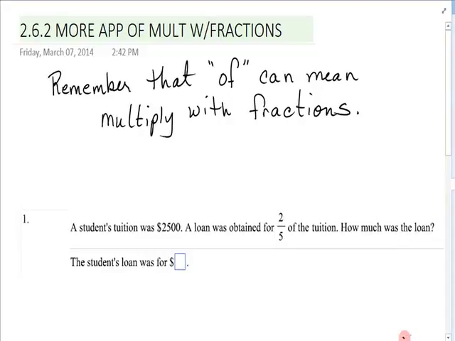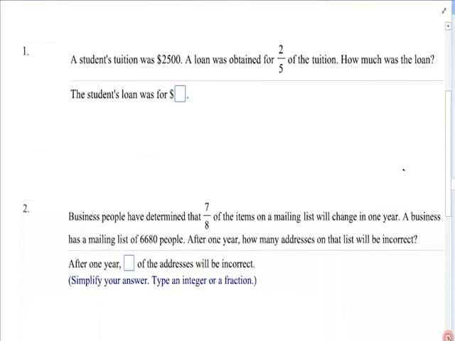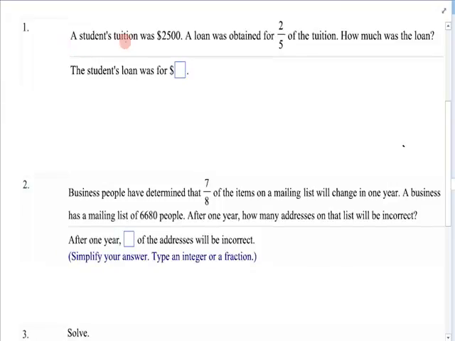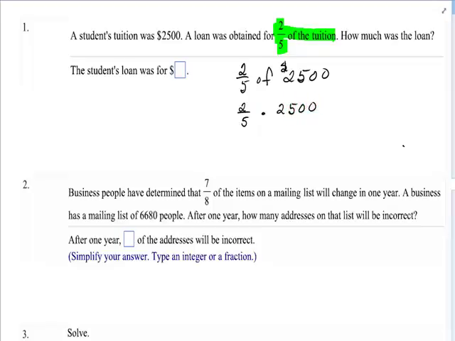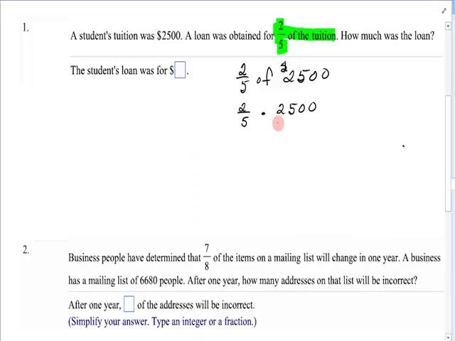So let's take a look at the first one. It says a student's tuition was $2,500. A loan was obtained for 2/5 of the tuition. How much was the loan? It is 2/5 of the tuition, which was $2,500. So this is going to be 2/5 times 2,500. Now hopefully you remember that when you're multiplying by a whole number that it needs to go over 1.